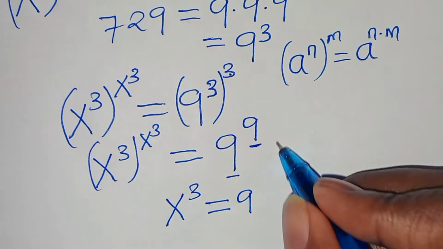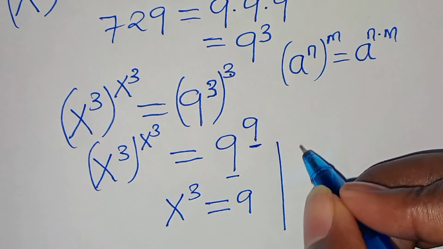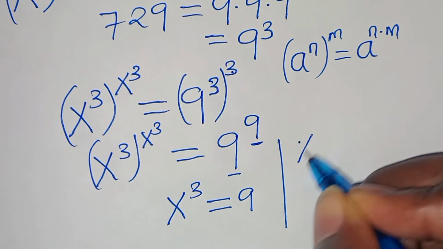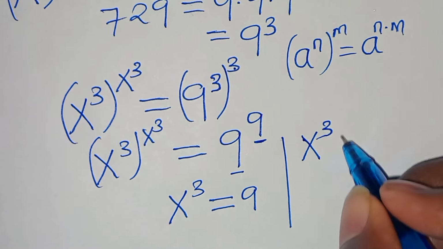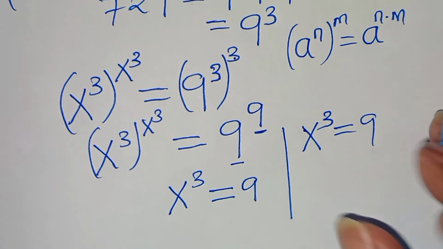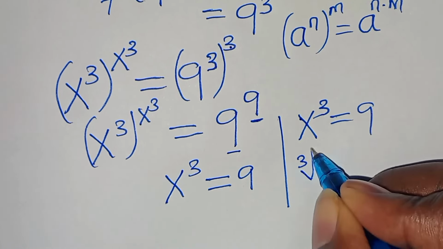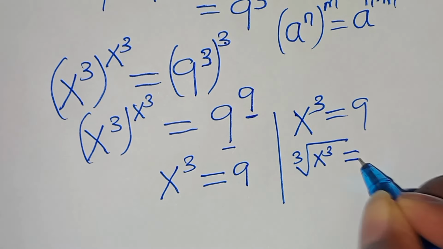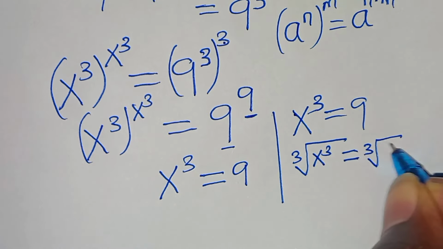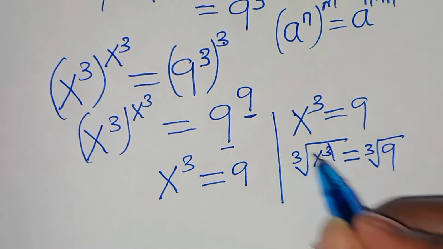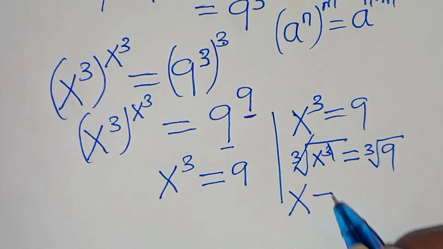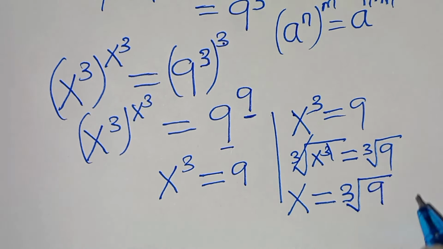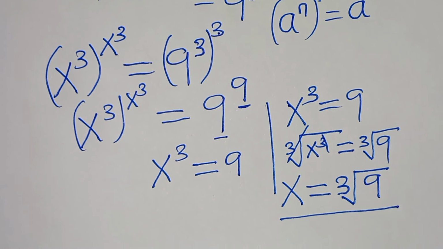So this implies that to solve for x here, x to the power of 3 is equal to 9. So let's get the cube roots on both sides. So you have the cube root of x to the power of 3 here. This is equal to the cube root of 9. So this means that here x is equal to the cube root of 9. This is the value of x.